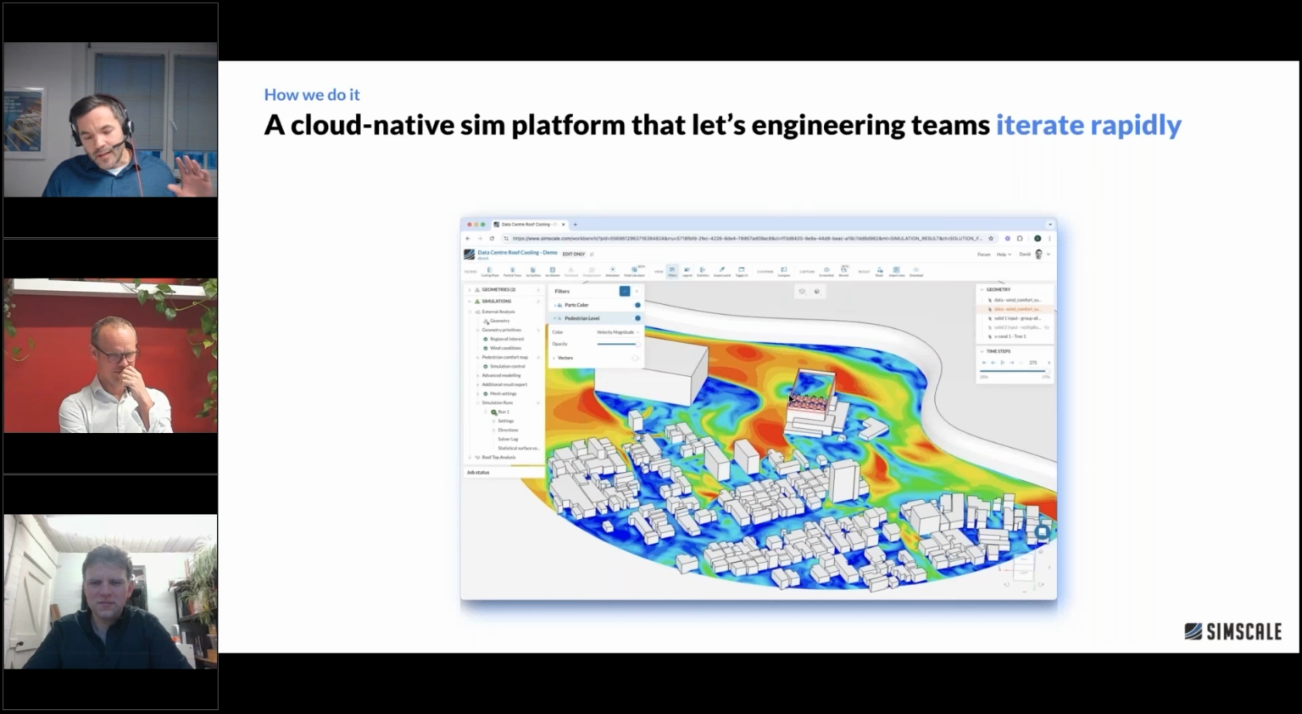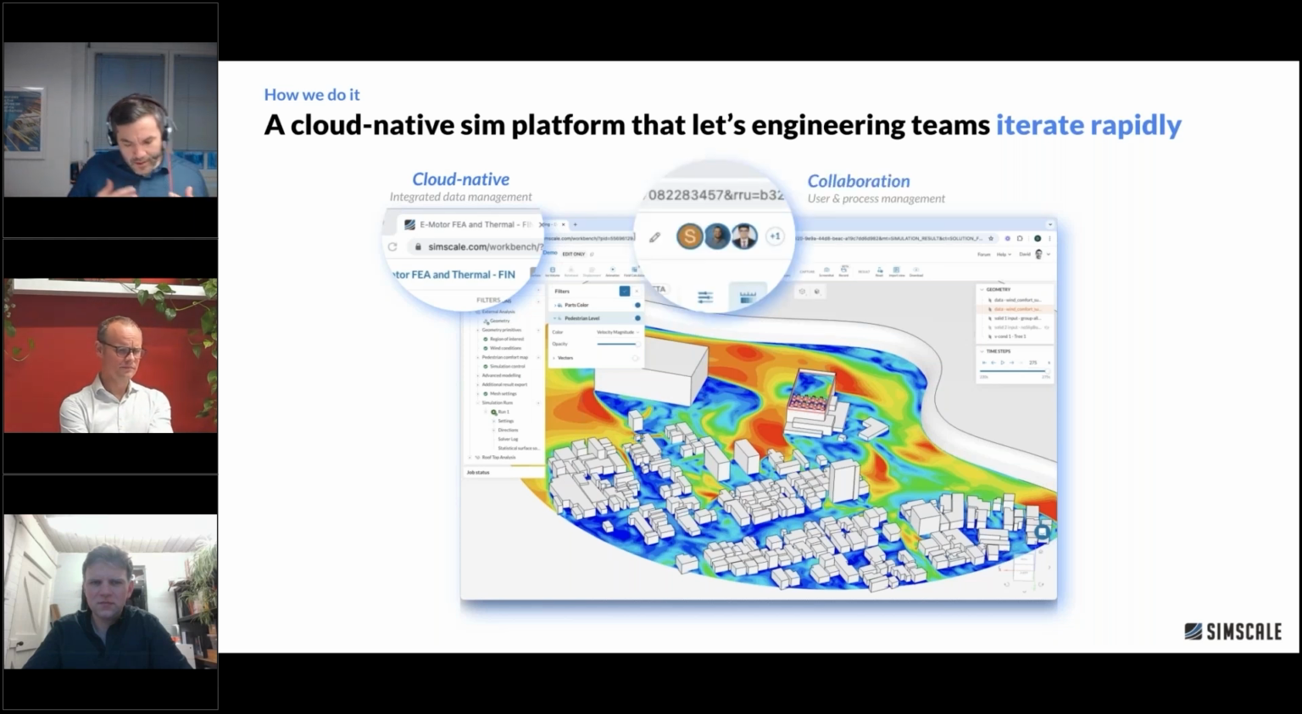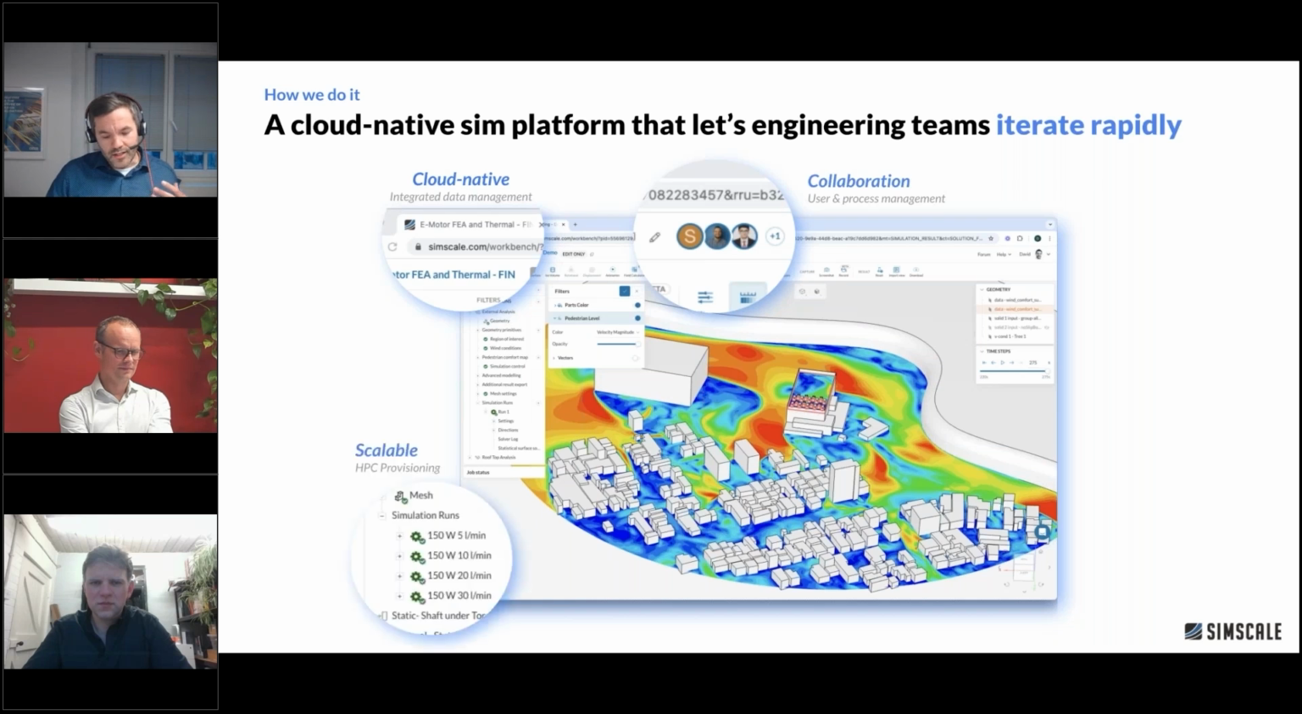But the unique thing is that it all runs in a browser, so it's cloud native. You can deploy it broadly into engineering teams. You can use it wherever you need to be. You can facilitate collaboration between different stakeholders on a design, on an engineering project. At any point in time, you know how it is, those simulations can be computationally intense. So when you say simulate earlier, broader, more intensely, that means you need to provision the required HPC resources at that point in time. SimScale takes care of that in the background.